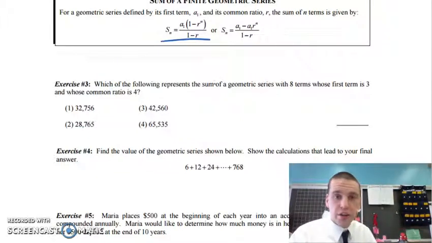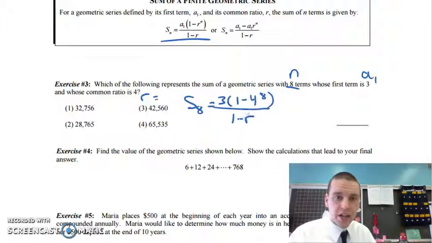So, which of the following represents the sum of a geometric series with 8 terms? That's our n, whose first term is a1, and whose r value is 4. And so when we write it out, the sum of 8 equals our first term, 3, parentheses, 1 minus 4 to the n, 8, over 1 minus r. And in your calculators, you need to be doing y equals, or alpha y equals enter, to make sure that you have this correct with parentheses. And yes, it should be 4 there. Notice that when you put that in your calculator, you get choice 4, 65,535.